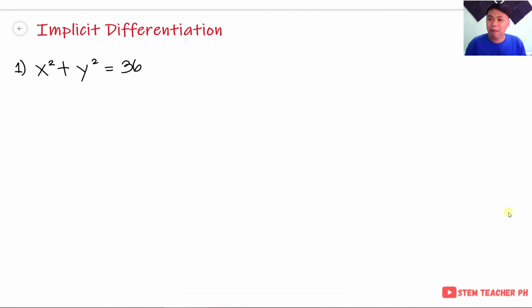When you talk about implicit differentiation, kukuha tayo ng derivative ng certain equation na hindi ganun ka-obvious yung value ng y as a function of x. As this one, we have x squared plus y squared is equal to 36.